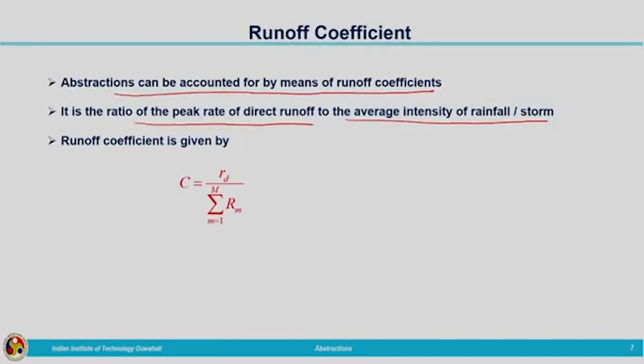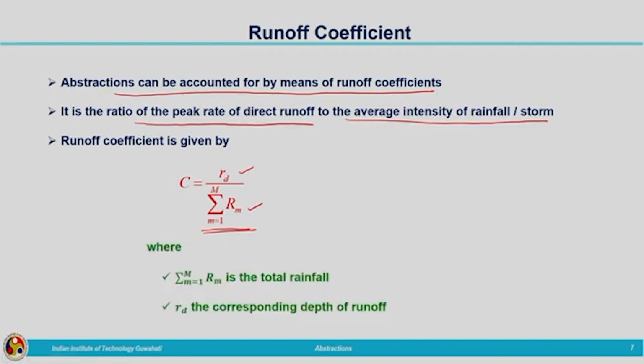The runoff coefficient is given by the formula C equal to RD divided by the summation from m equal to 1 to capital M of Rm. The denominator represents the average intensity of rainfall and the numerator represents the peak rate of runoff. Here, the summation of Rm is the total rainfall and RD is the corresponding depth of runoff. In this formula, we need the runoff depth and also the total rainfall value. Based on that, we will determine the runoff coefficient.